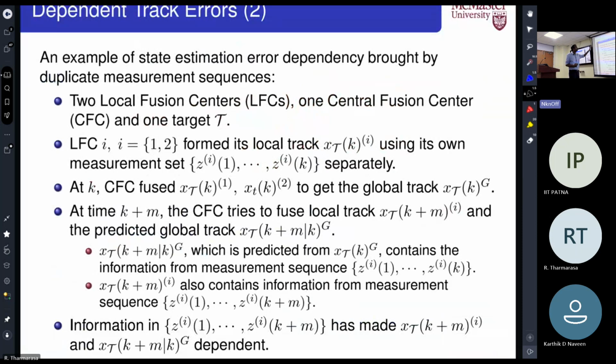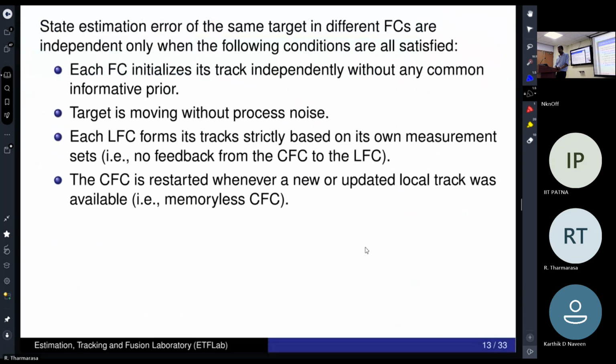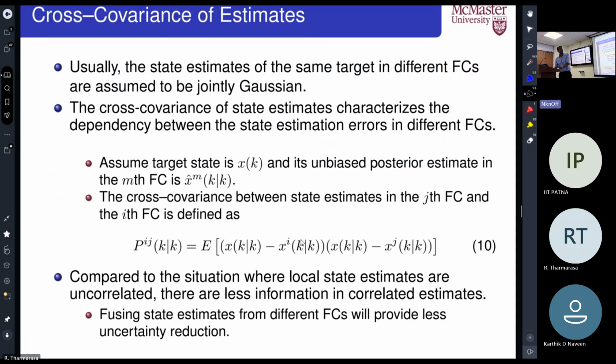This slide mainly talks about what I mentioned, like when you communicate and that introduces correlation. I will skip this as well. I'm going to skip some of them because this is a cross covariance estimate.